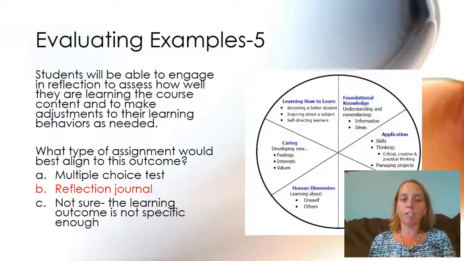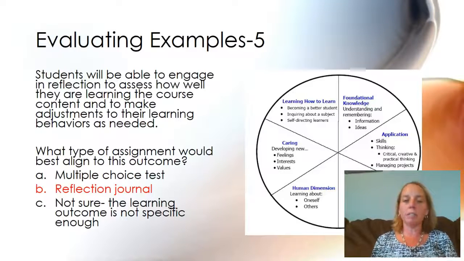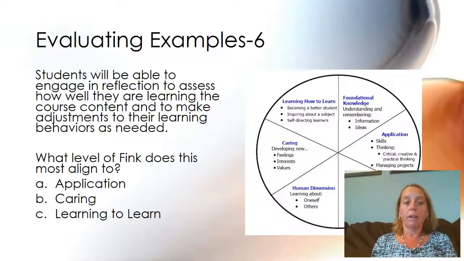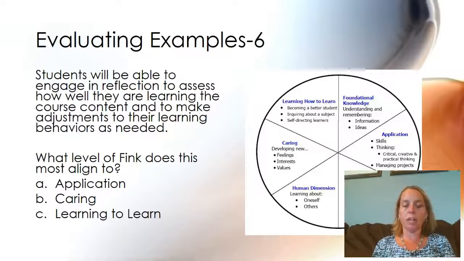So I'd say a reflection journal is probably the best way to go in this particular case, because you want to see if they can engage in reflection. So again, a multiple choice test probably not the best choice for determining whether or not this outcome was achieved. All right, and here's another one. What level of Fink do you think this most aligns to?